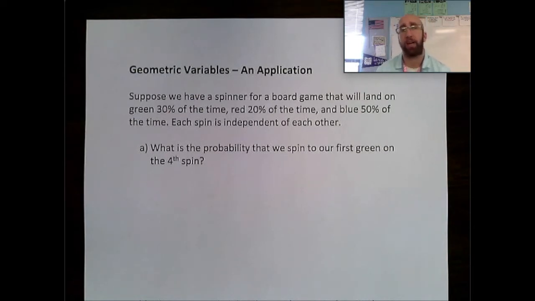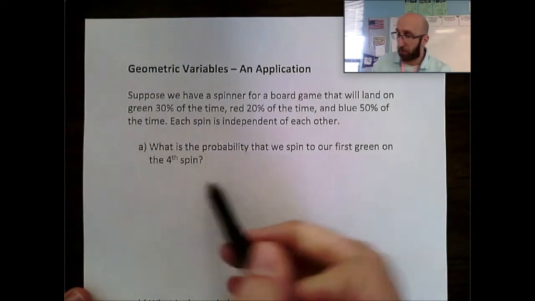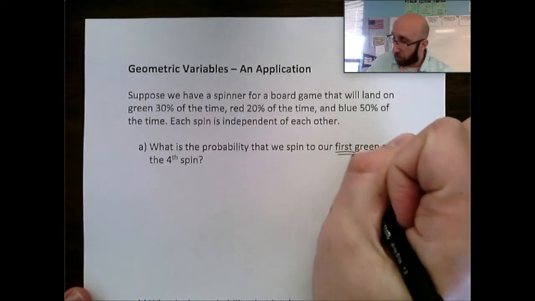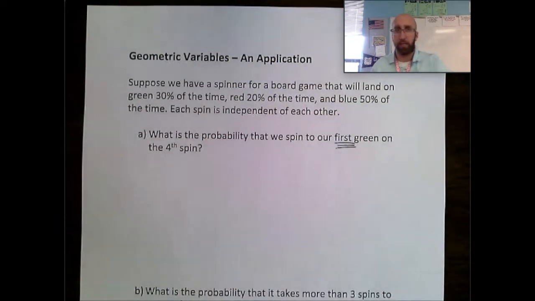So obviously I am talking about a geometric variable in this video, but how do we know it's a geometric variable? Well, it's all about the keywords. When we get to the question here, it says, what is the probability that we spin our first green on the fourth spin? When we're looking at geometric variables, we're all about our first success. So that's how I know this is a geometric situation. So let's get to it in this problem.